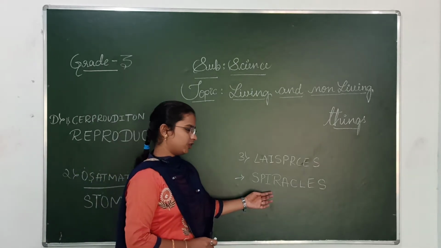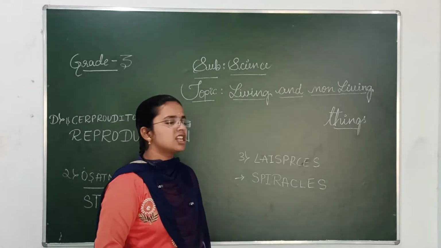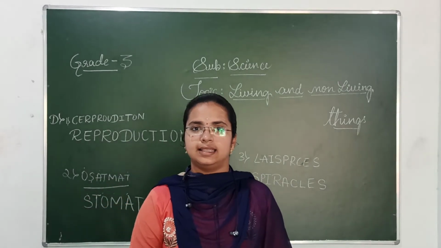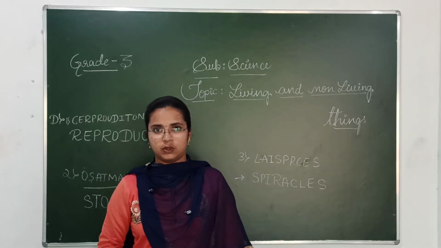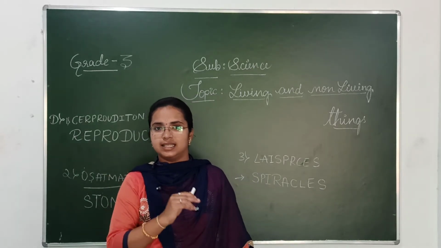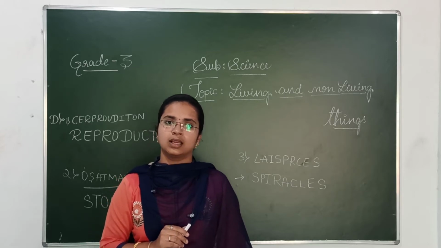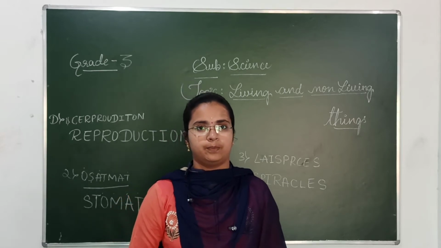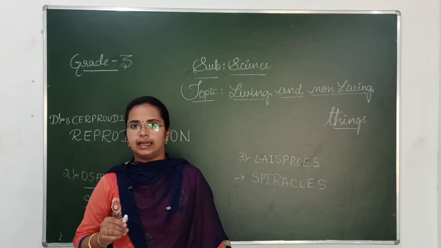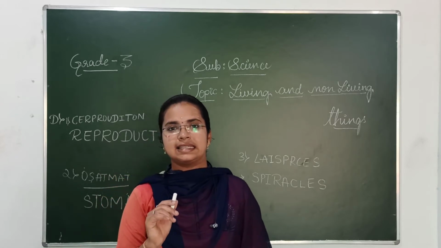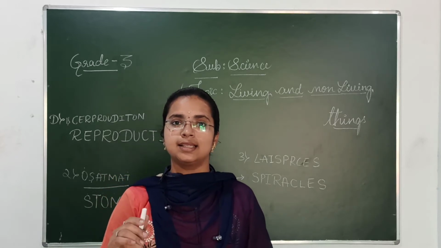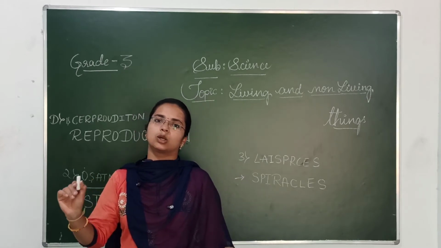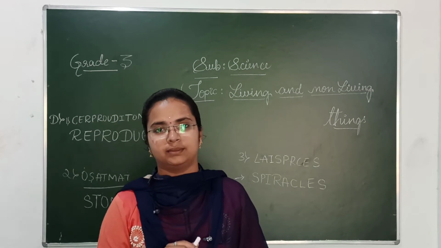My dears, the last word which we have to explain is spiracles. What is spiracles? Spiracles are also tiny pores which help insects like grasshoppers to breathe. What is breathe? To take in and to leave out air. What is spiracles? I'll repeat it. Make sure you are listening to me. Spiracles are the tiny pores which help insects like grasshoppers to breathe.